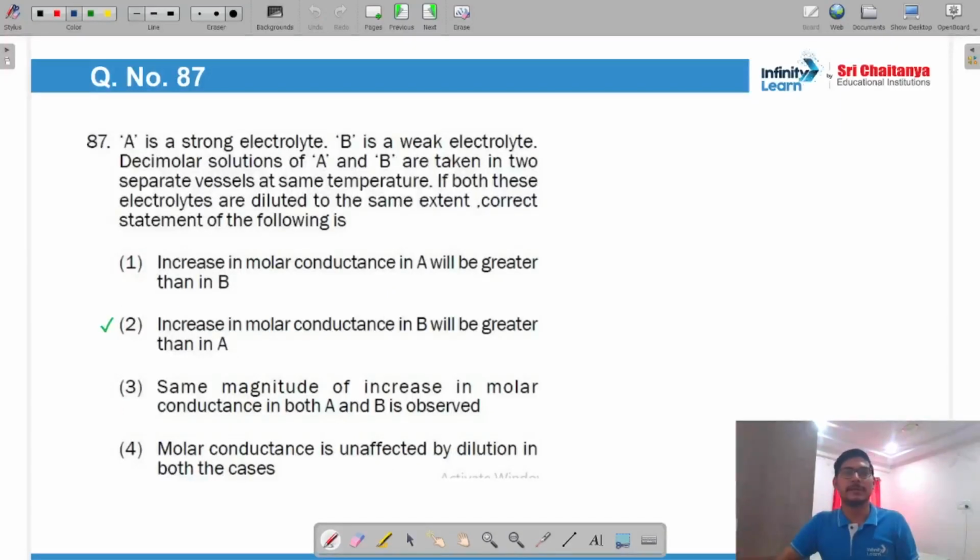A is a strong electrolyte, B is a weak electrolyte. Decimolar solutions of both are taken in two separate vessels. If both of these are diluted to the same extent, the correct statement is, of course, you know guys, the increase in molar conductance with dilution for a strong electrolyte is very small, because the ionic mobility increases by a small extent. But for a weak electrolyte, it is the increase in degree of ionization which prominently increases molar conductance. So the increase in molar conductance of B will be greater than that of A.